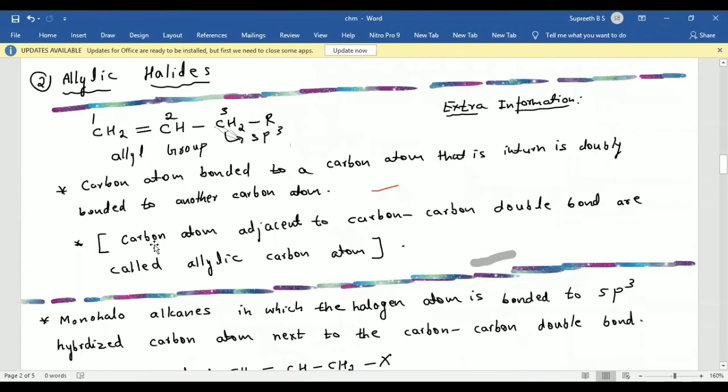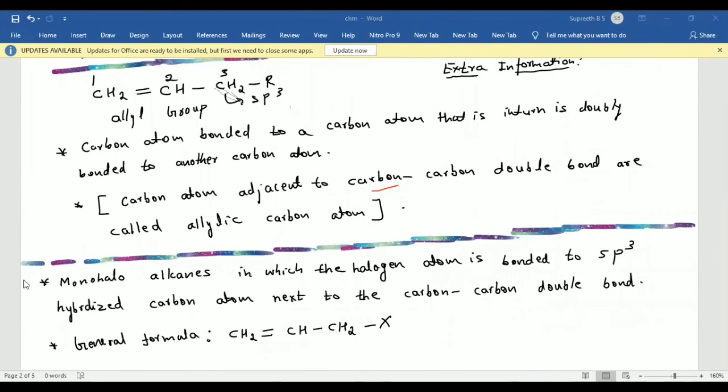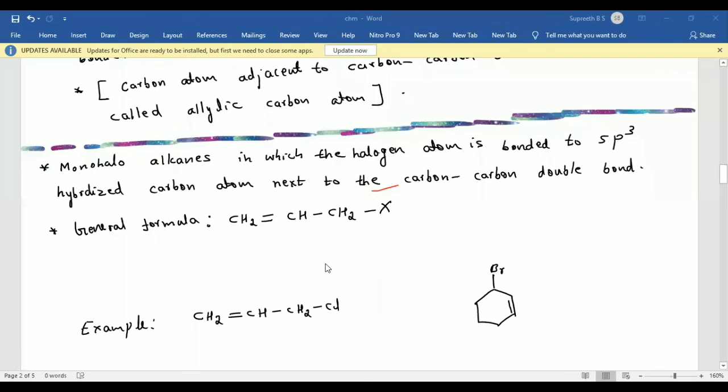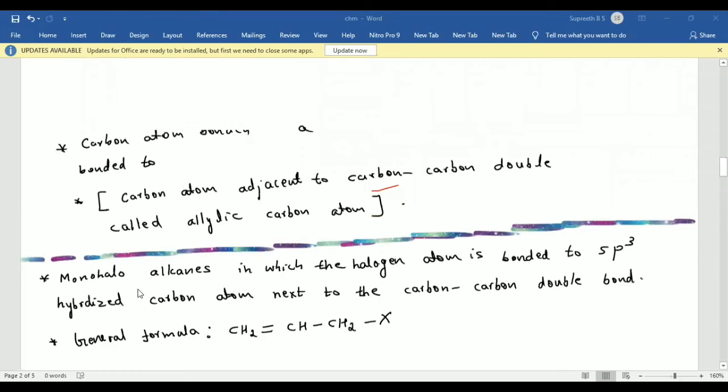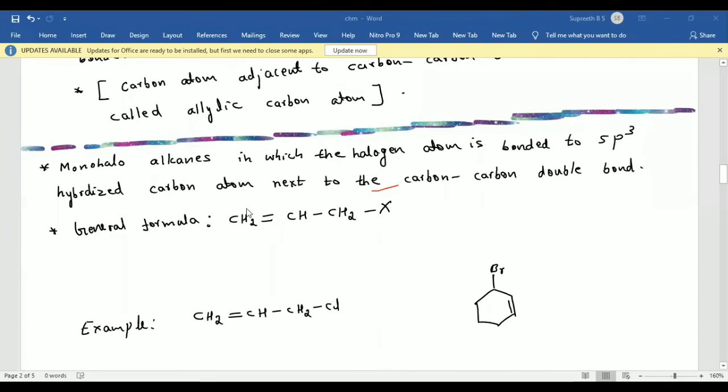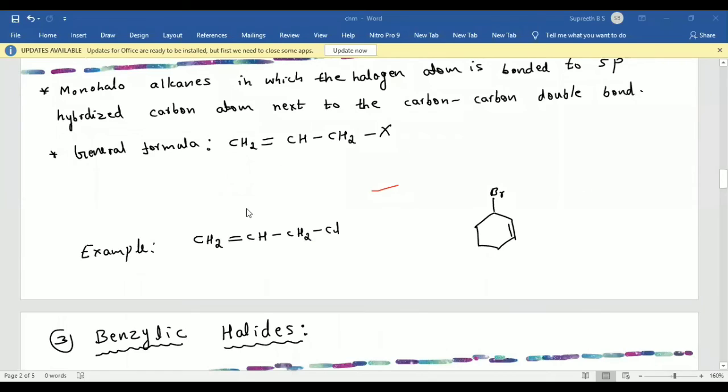We'll go for the definition of that. They are nothing but monohaloalkanes in which the halogen atom is bonded to an sp3 hybridized carbon atom next to the carbon carbon double bond. So they are called allylic halides. Clear? Monohaloalkanes in which the halogen atom is bonded to an sp3 hybridized carbon atom next to the carbon carbon double bond. So take the general formula of allylic halides.